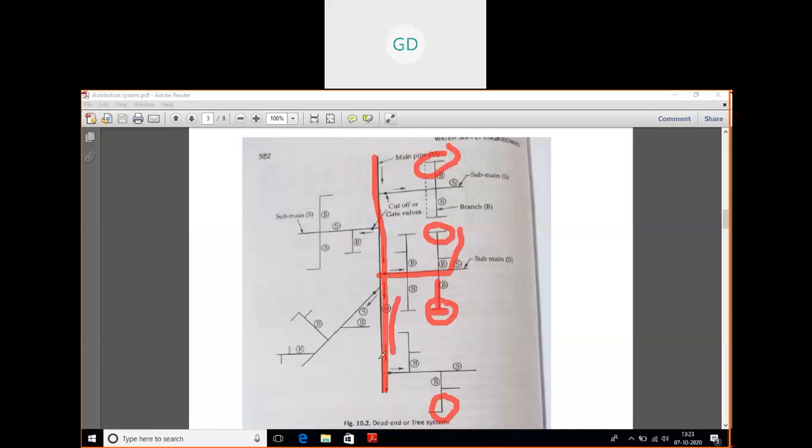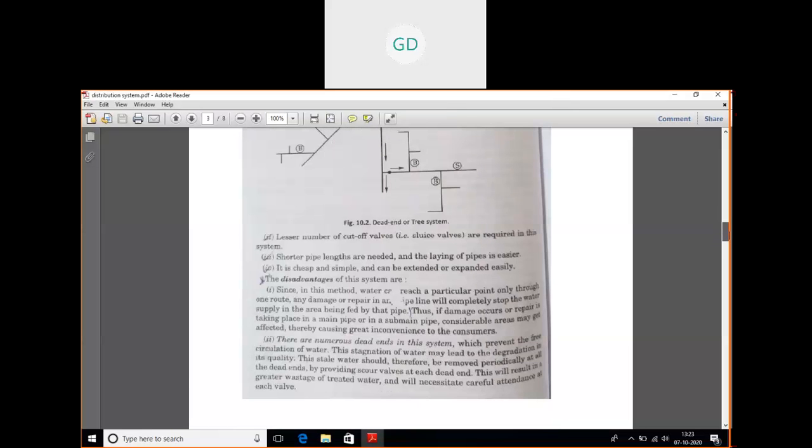Okay, so if the discharge is low here, then you will get the water at a low discharge. There is no other way that you can increase the discharge in this area. So that is a great disadvantage. So these three are the disadvantages of your dead end system. Clear? So here the 3 points are there.